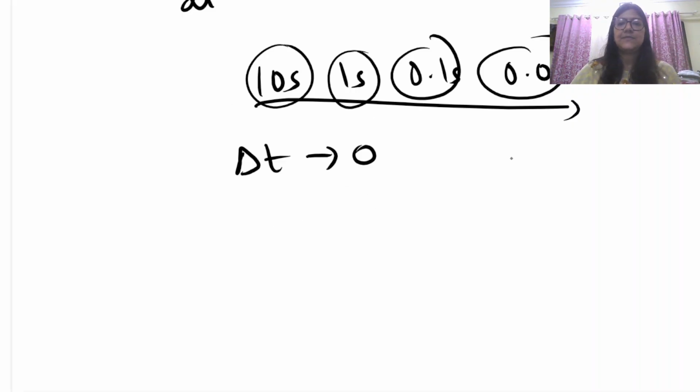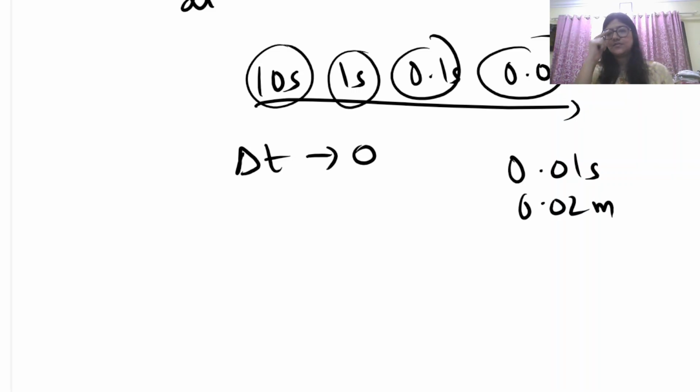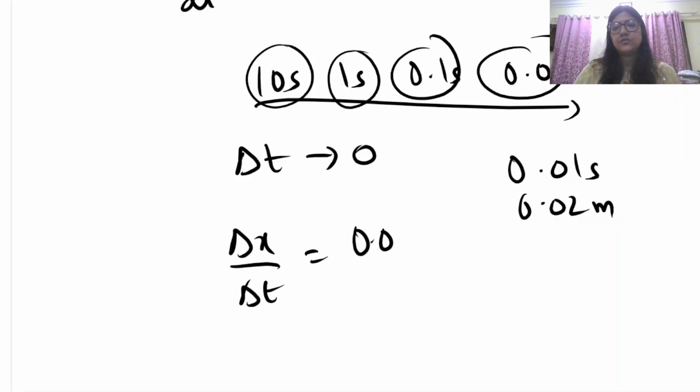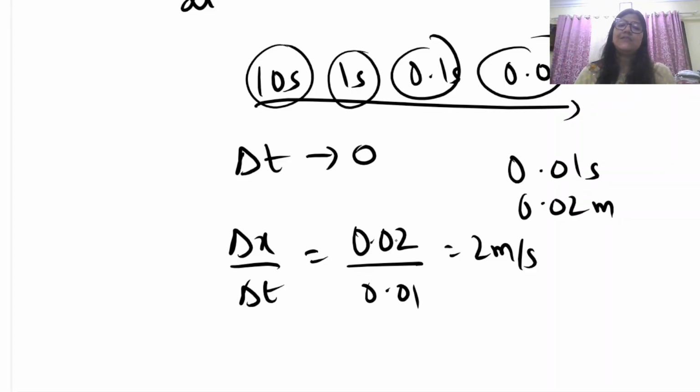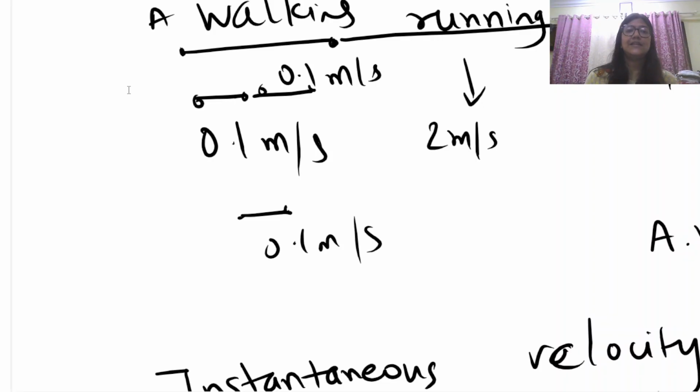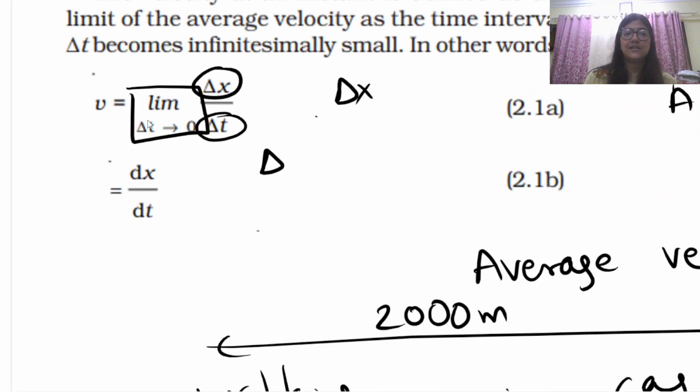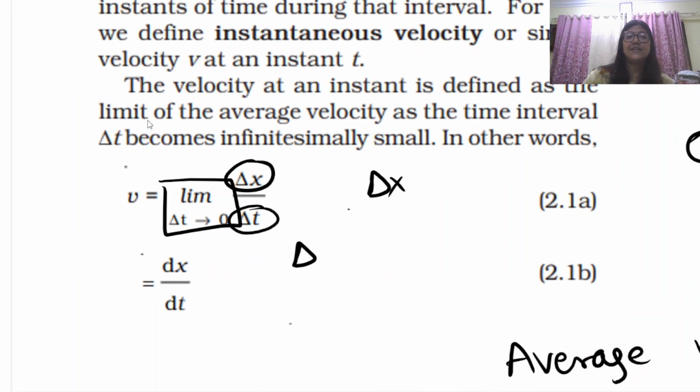Of course, these are going to be different values. Let's say we measured after 0.01 seconds, and the value becomes 0.02 meters, the change in distance. When we put delta x by delta t, we have 0.02 by 0.01, and we have 2 meter per second. So these values are going to be different, but they're going to come closer and closer to 0. And when they're close enough, we can get a very good approximate value of instantaneous velocity. This is instantaneous, which means in that particular instant, which is a very small measurement, we get this value.